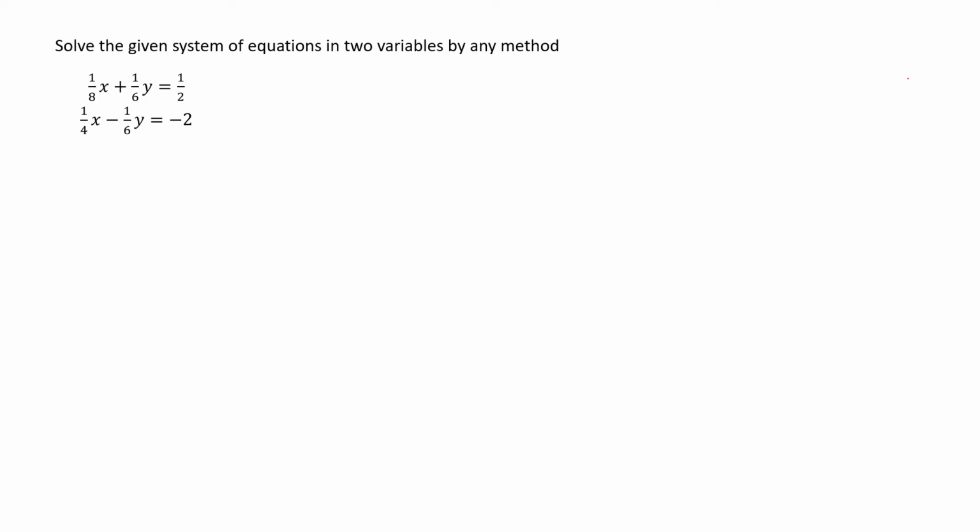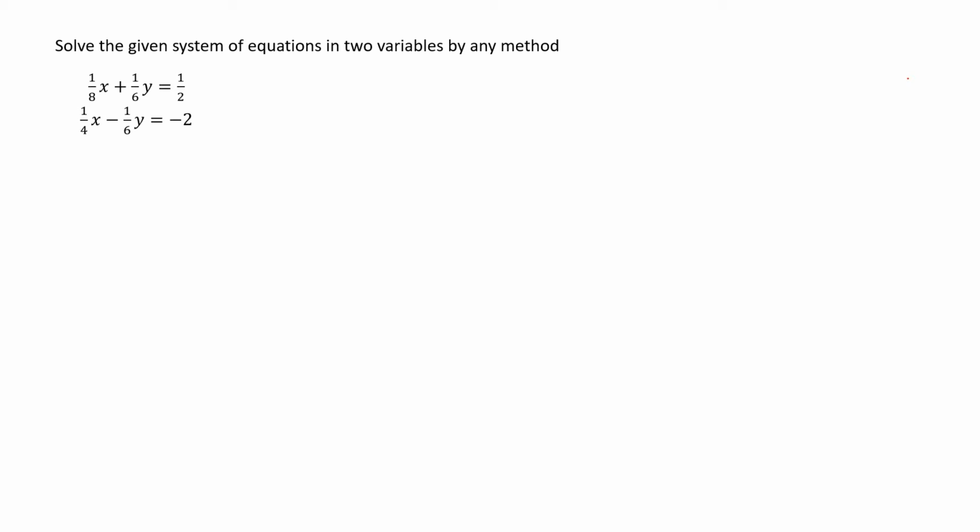Okay, so our question asks, solve the given system of equations in two variables by any method. So first things first, what I want to do is get rid of these fractions. To do that, I need to find a number that 8, 6, and 2 go into. So notice I am asking about all the denominators, right? So 8, 6, and 2. A number that 8, 6, and 2 go into.